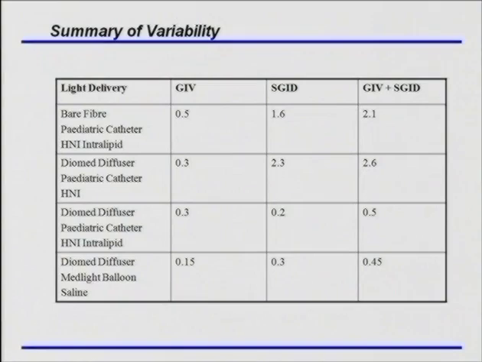2.1. If we use a diffuser instead of a bare fibre, but without intralipid, because we thought, well, maybe you don't need intralipid if you use a diffuser. Well, it wasn't any better. So we thought, okay, what about a diffuser and intralipid with the pediatric catheter? Yeah, that makes a difference. Now we're down to 0.5. Now, I can't say how much better 0.5 is than 2.6. All I know is it's better, and it's not difficult to do. So we use the Diomed diffuser, we use the pediatric catheter, and we use the intralipid.